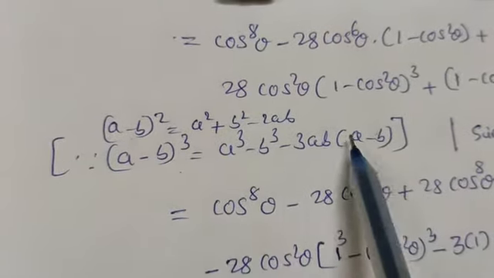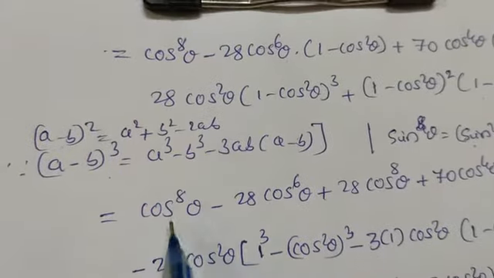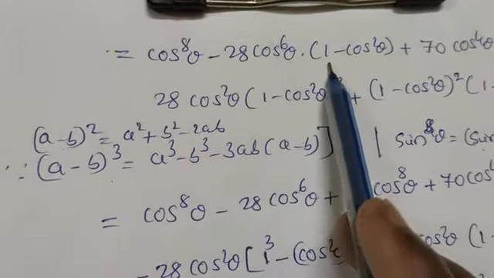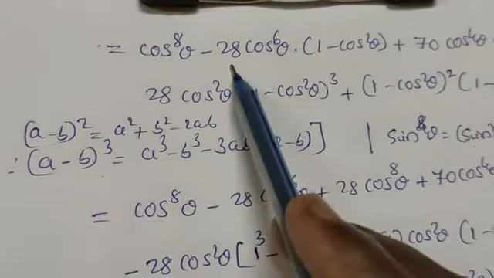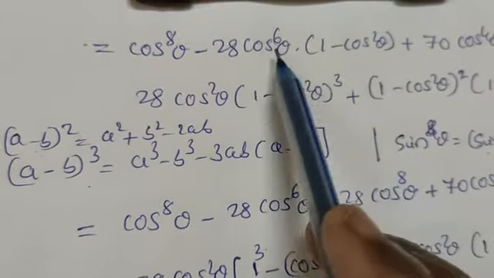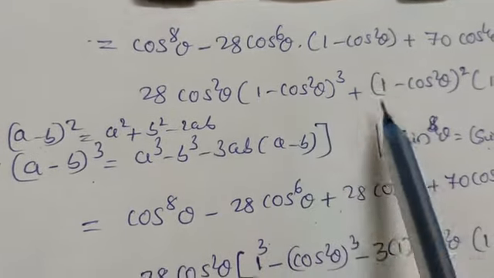We use these two formulas for expanding this result. It is equal to cos raised to 8 theta as it is, minus 28 cos raised to 6 theta, open this bracket, 28 cos raised to 6 theta, and this minus into minus is plus 28 cos raised to 6 into cos square. You have to add their powers because they are multiplying each other, and bases are equal, means you have to add their powers. 6 plus 2 is 8.